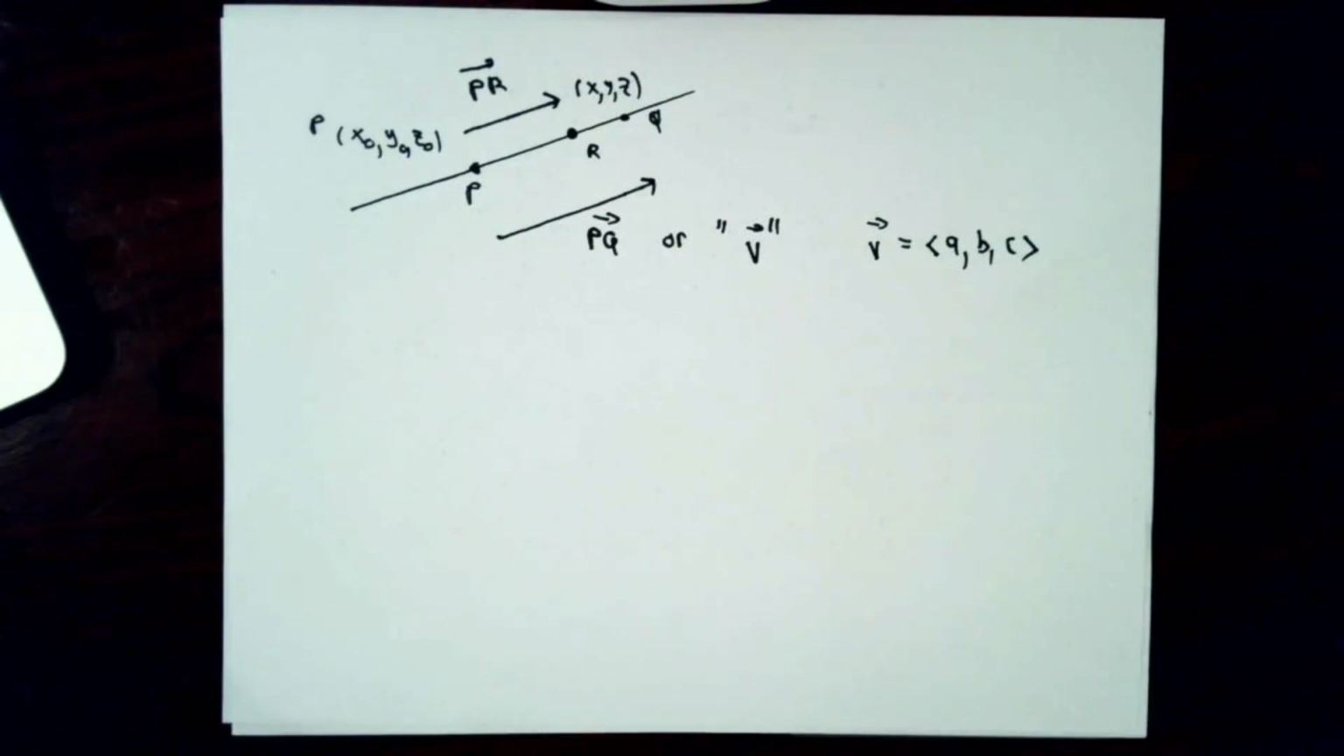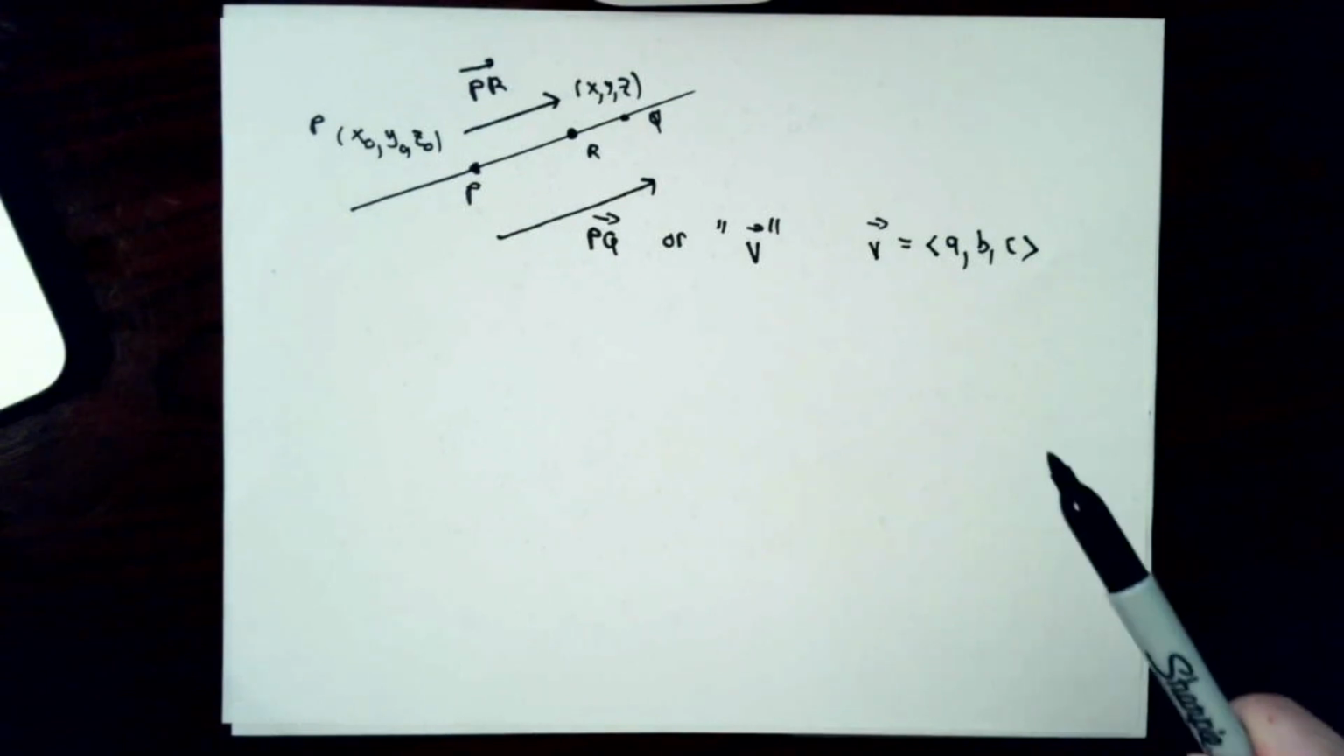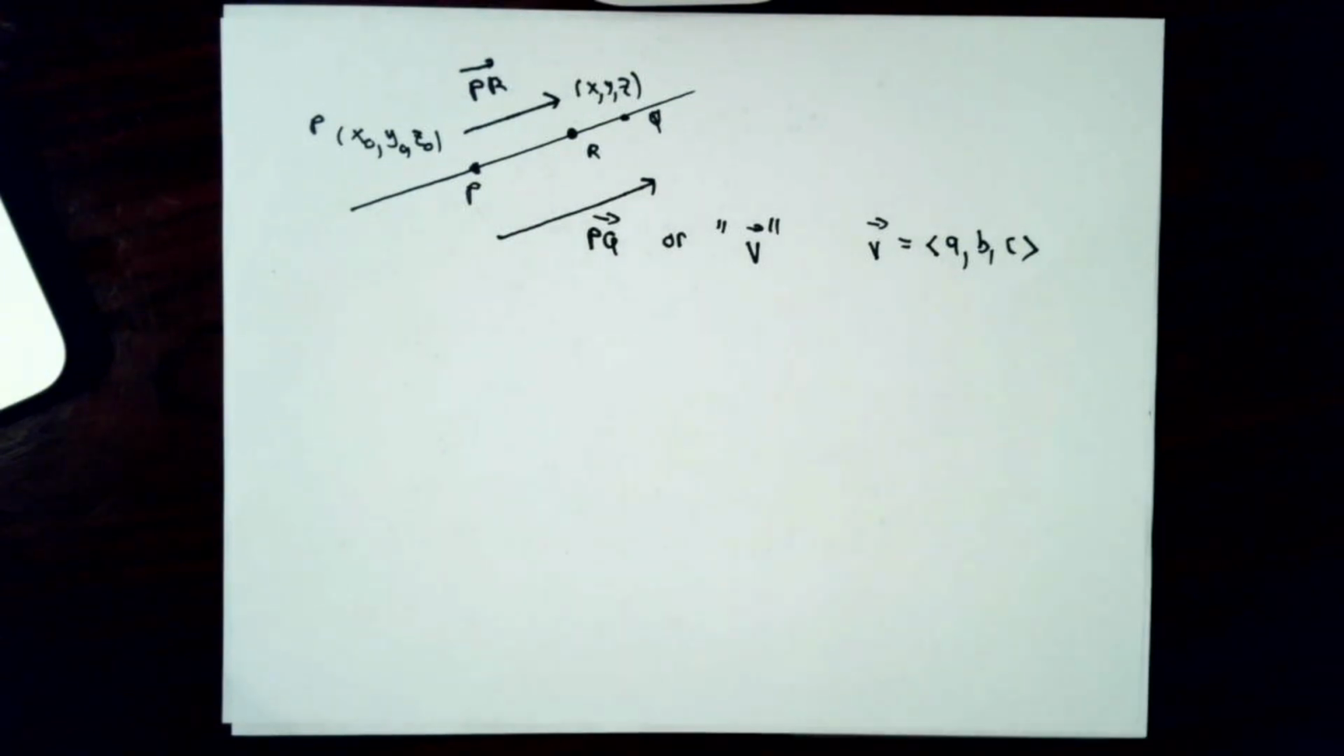So what I know is the vector from P to R must be a multiple of the vector from P to Q. P to R must be a multiple of this vector V. The thing I multiply V by to get the vector from P to R, I'll just call T. T is a number. It can be any value you care to make it.